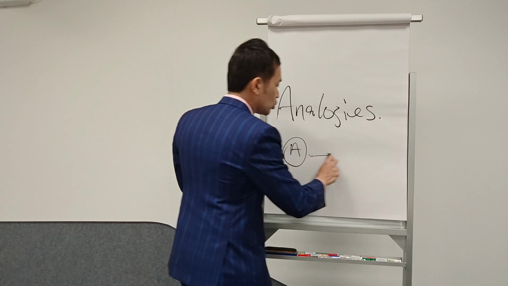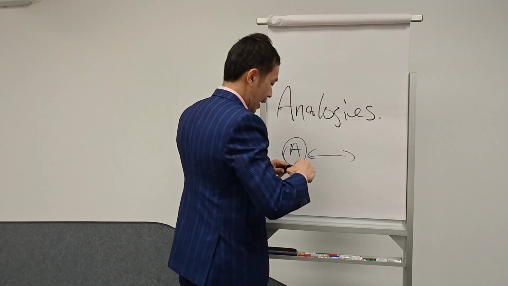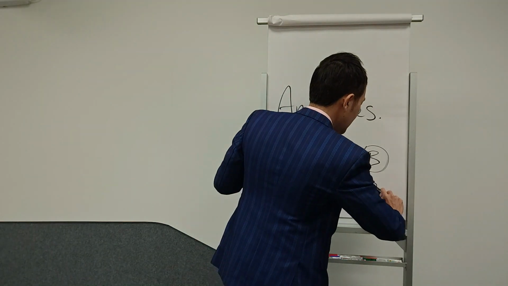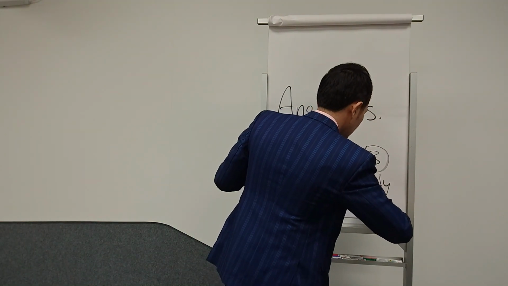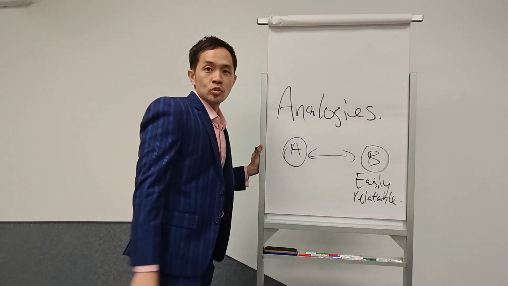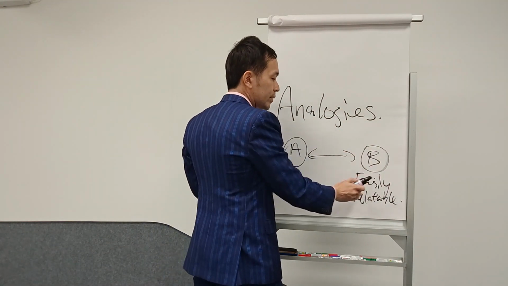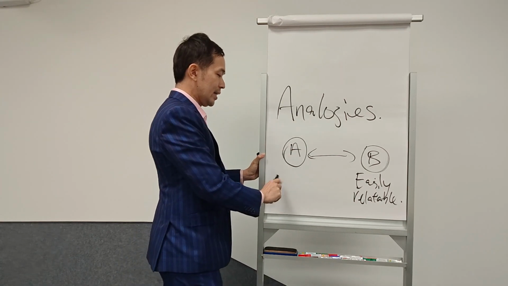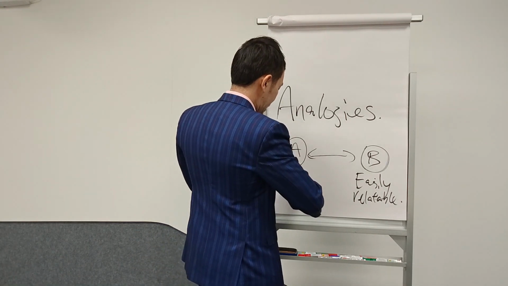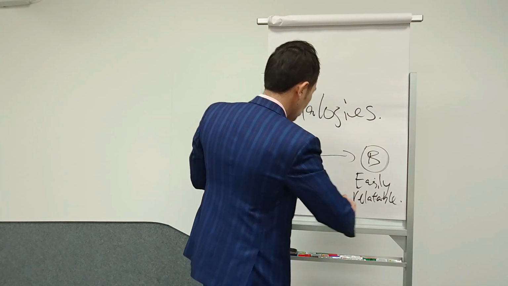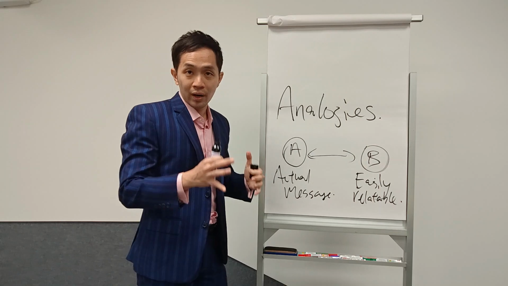And so what you might need to do is to bridge it with an idea which is easily relatable to them. So once again, B is what? Something which is easily relatable to your customers, while A is the actual message that you want to deliver to your customers.